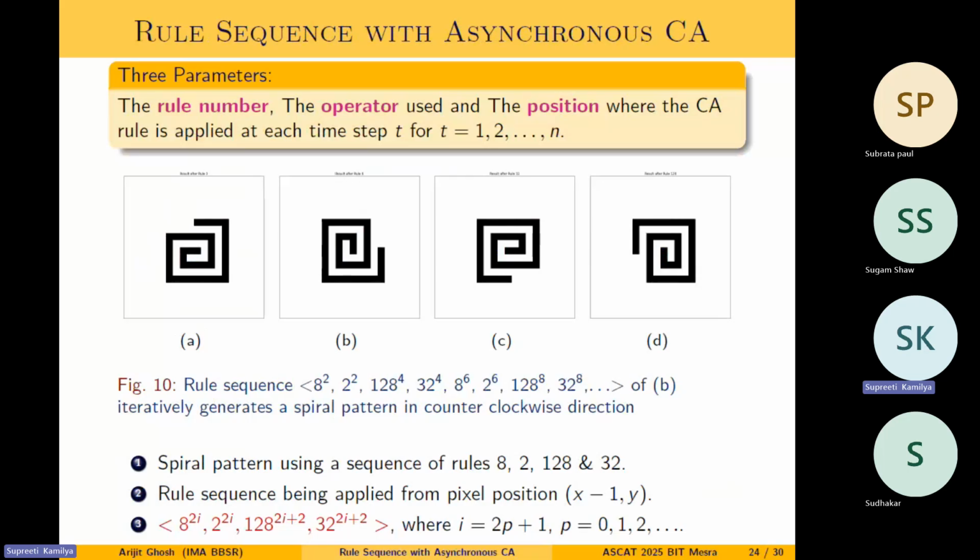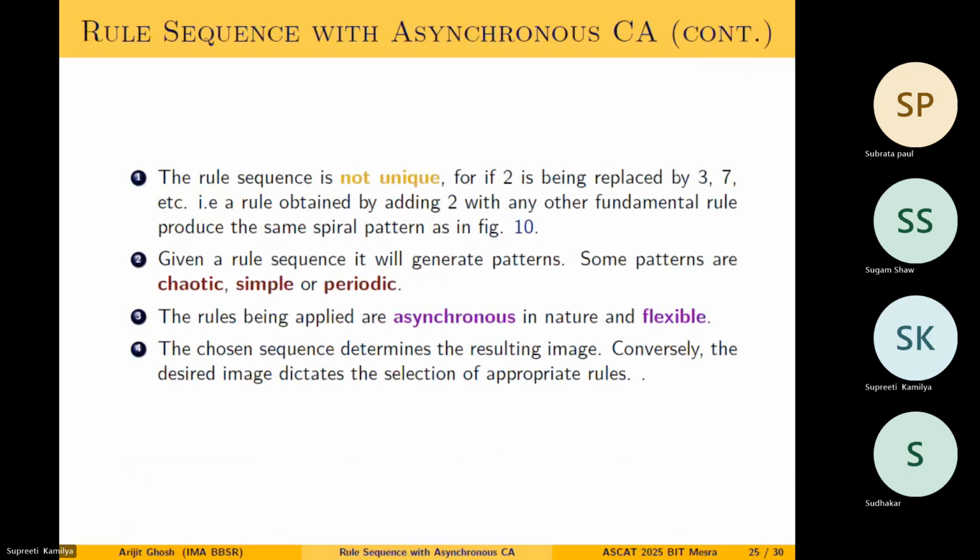We have taken this as the rule sequence: 8 2 times, 2 2 times, 128 4 times, and so on. We have taken the position x comma y, and we have applied from position x minus 1 comma y. So this is the rule. I would like to say 8 to the power 2y, and so on. So this is our rule sequence. The rule sequence is not unique.